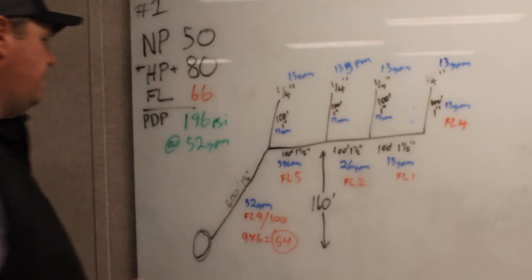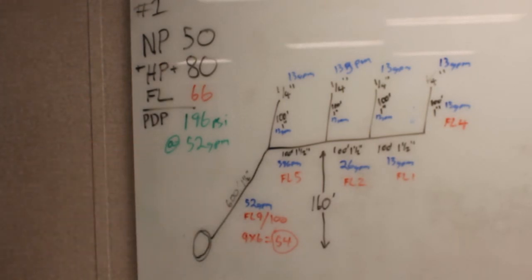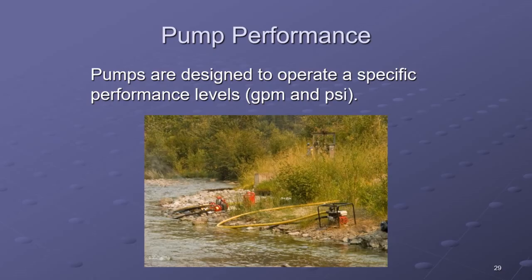At 52 gallons per minute. It's important to put the 52 gallons per minute. It gives me a lot more information. Not required for the pre-work, but if you do it, good on you, because you're on the right track. We'll get into why we do that.